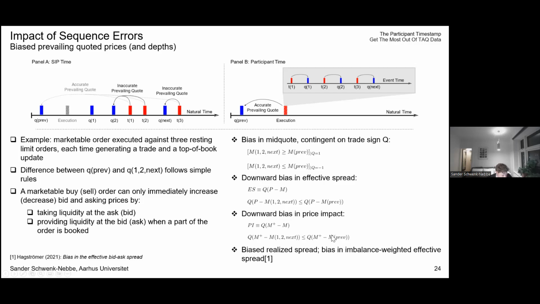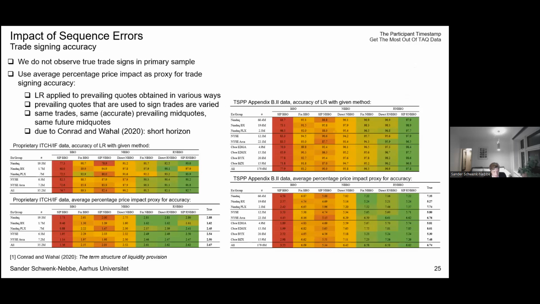So under these sequence errors that are caused by these quotes that are, again, caused by these marketable order executions and the SIP timestamps, I see it's a long chain of things that has to work together. But under all of these circumstances, we do get a downward bias in effective spread, a downward bias in price impact. We also get biases in the realized spread and the imbalance weighted spread, but those are a bit more complicated.